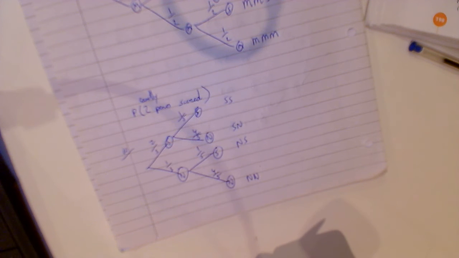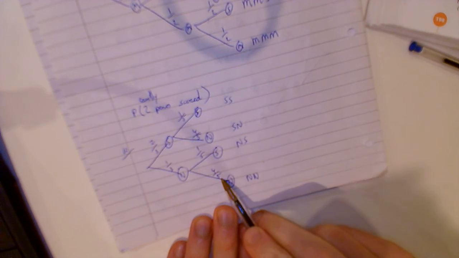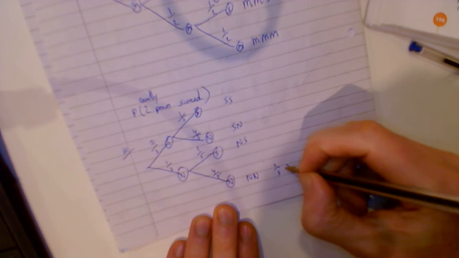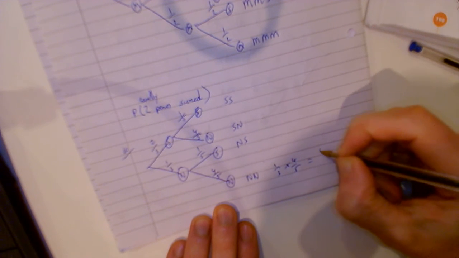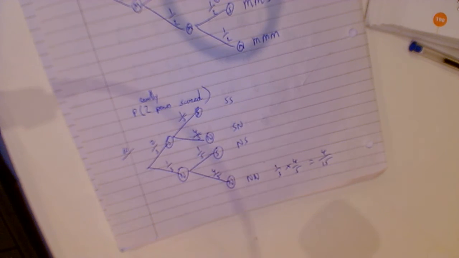Calculate the probability he will not stop at either the lights or the level crossing. So, not stop, 1/3 multiplied by 4/5. And that's 4/15.